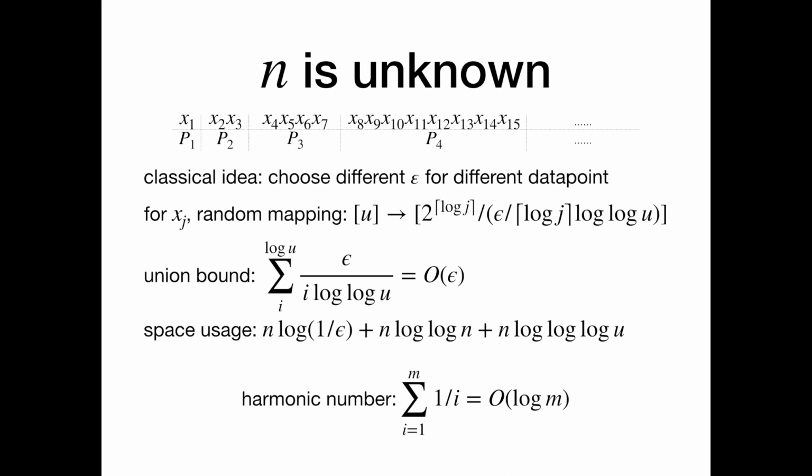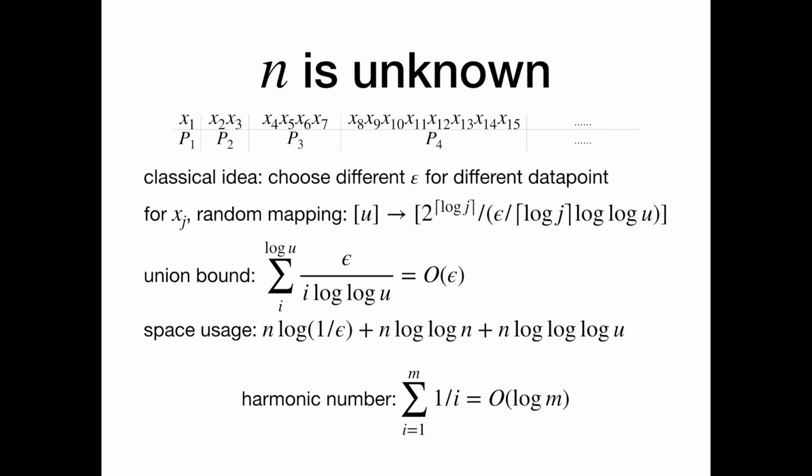Therefore, we apply the standard double-when-full method and choose different false positive rates for different data points. We partition n insertions into log n phases. In particular, phase i contributes false positive rate epsilon over i log u. To answer a query X, we query all the log n phases. Check if there is a collision.